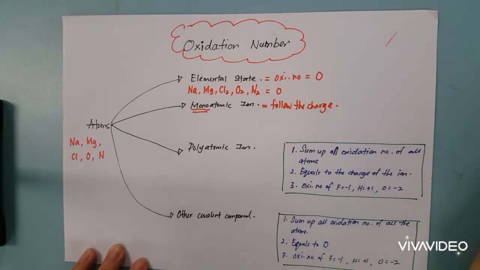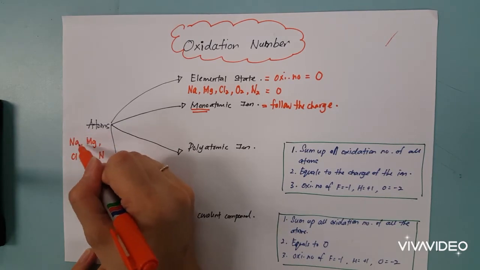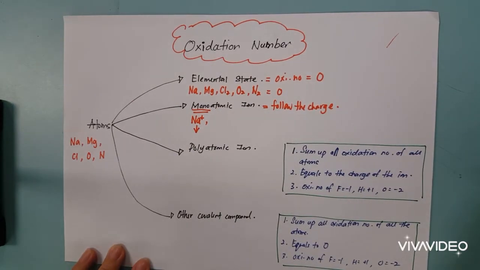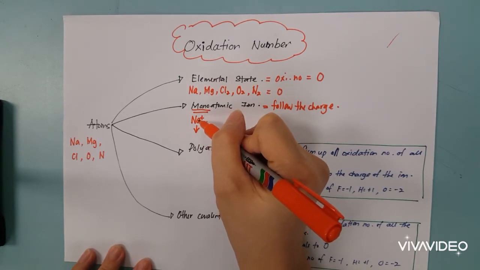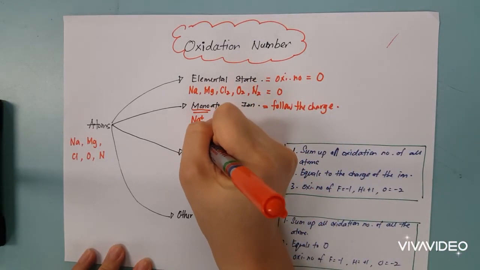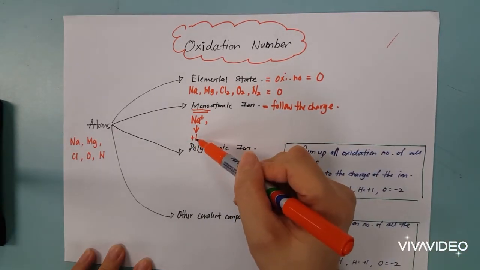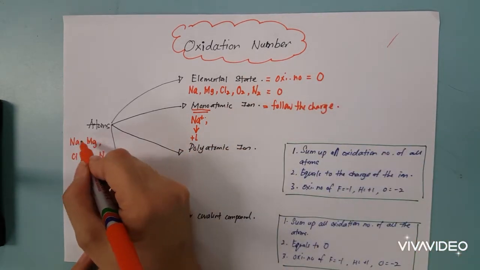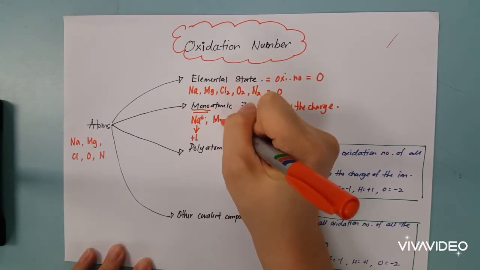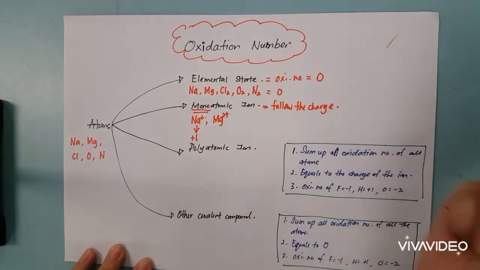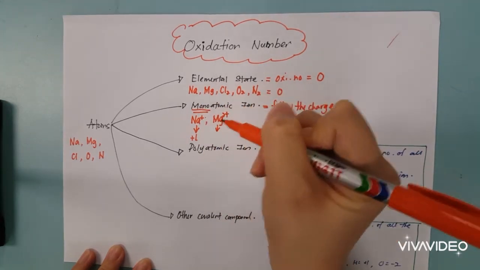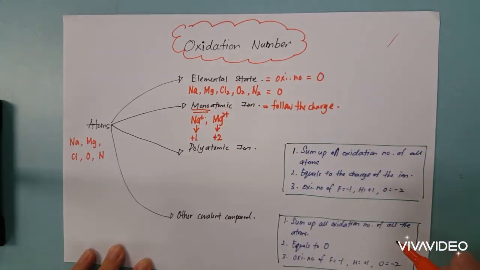Say for example, when sodium reacts and forms an ion, it will form Na+. And when my sodium exists as Na+, its oxidation number now becomes +1. Why is it +1? Because we are following the charge of +1. Now one more example, magnesium. When magnesium forms an ion, it becomes Mg2+. When my magnesium becomes an ion, its oxidation number now becomes +2.